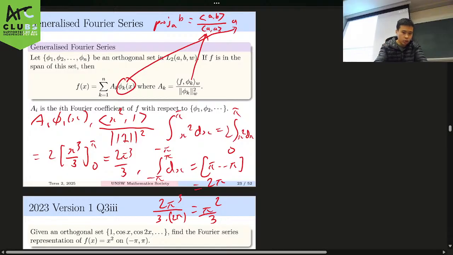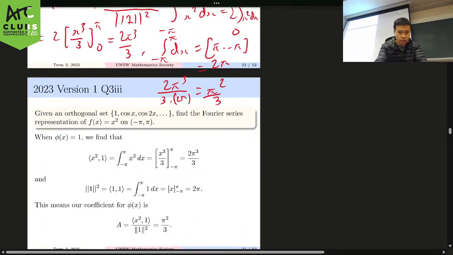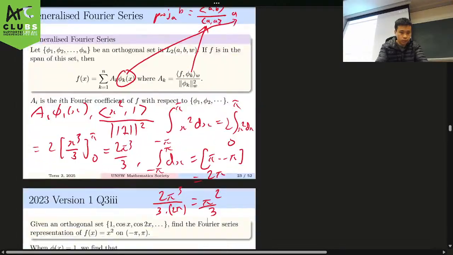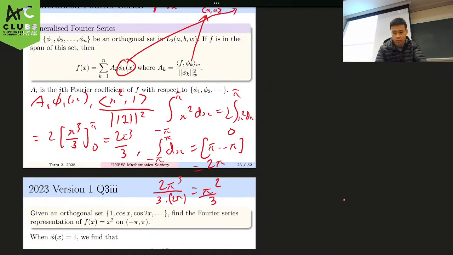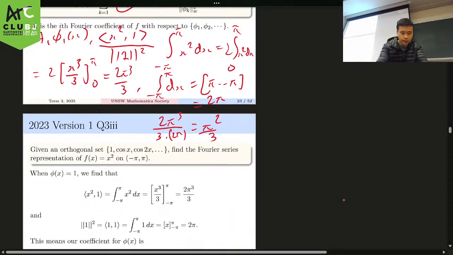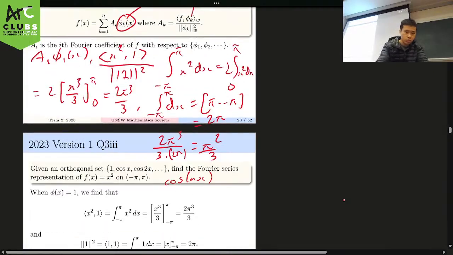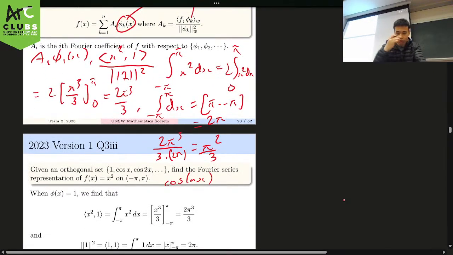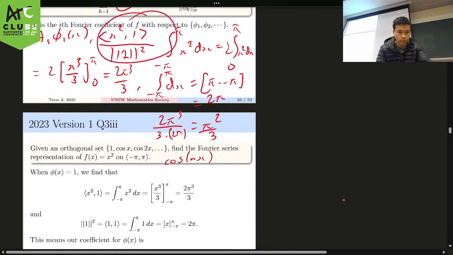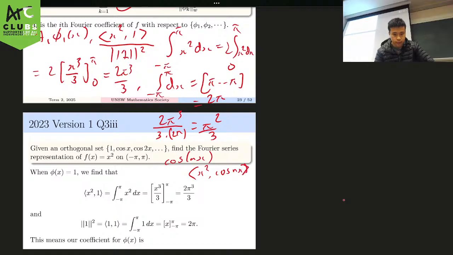Then we have to deal with the others, which is essentially the different n's of cos x. So in general, we're dealing with cos of nx. Obviously, whatever n is, we just represent it in our sigma sum, essentially the same thing as here. It's going to be the inner product of x squared and cos of nx, and then divide by the norm of cos of nx.